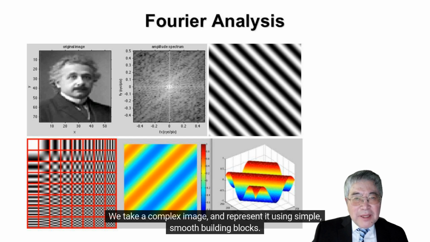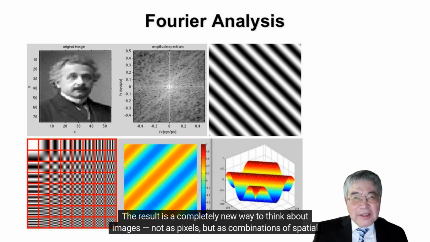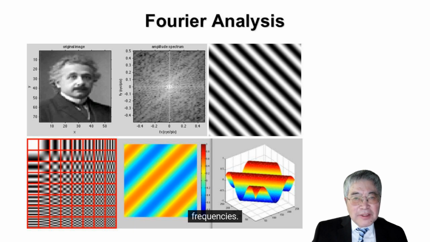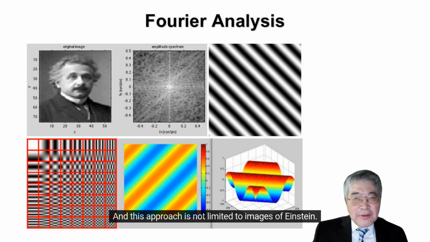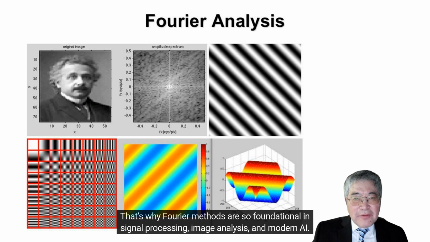We take a complex image and represent it using simple, smooth building blocks. The result is a completely new way to think about images, not as pixels, but as combinations of spatial frequencies. And this approach is not limited to images of Einstein. It works for any image, medical scans, photographs, microscopy, and beyond. That's why Fourier methods are so foundational in signal processing, image analysis, and modern AI.